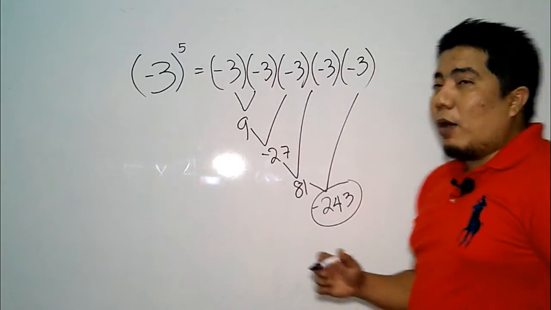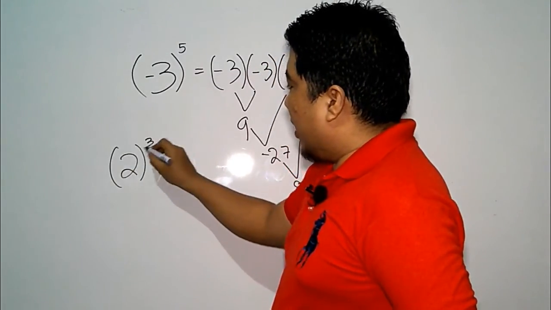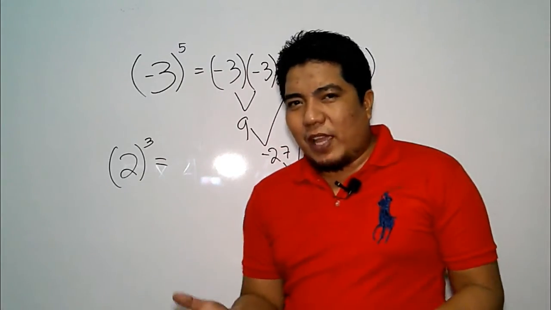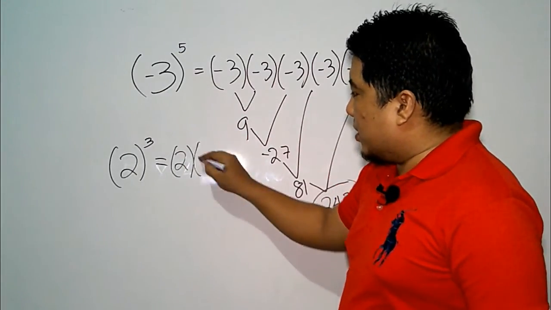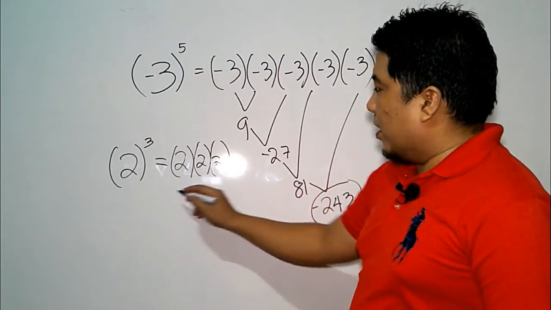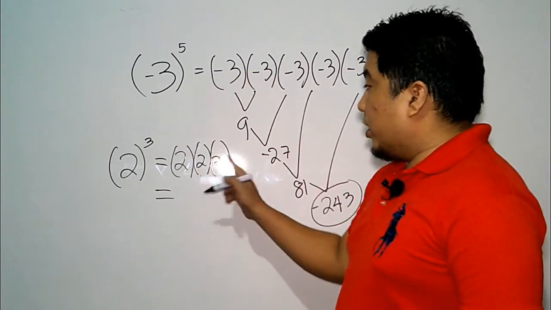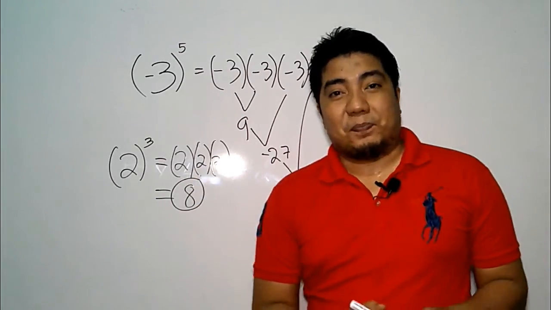Okay? Now, how about if we have positive 2 to the power of 3? Now, if it is positive, honestly, you don't have any problem about this one because you just multiply this one by itself 3 times. If it is positive, the answer is still positive. Okay? So, 2 times 2, that is 4. 4 times 2, that is 8. So, the final answer is positive 8.